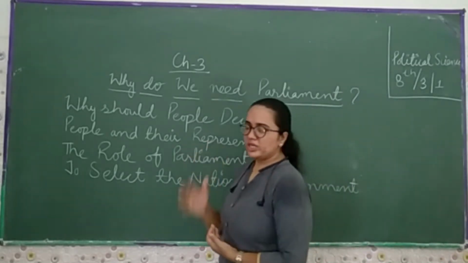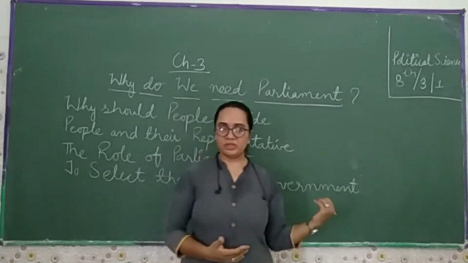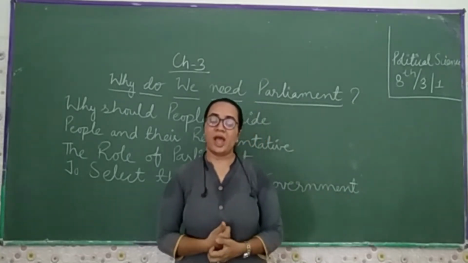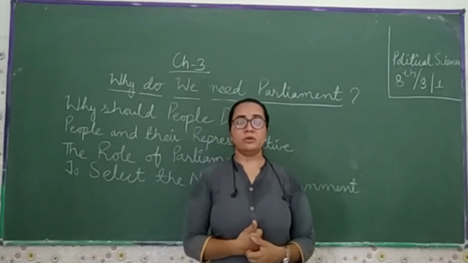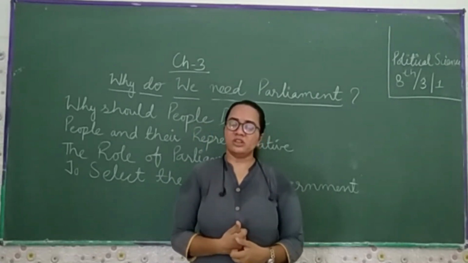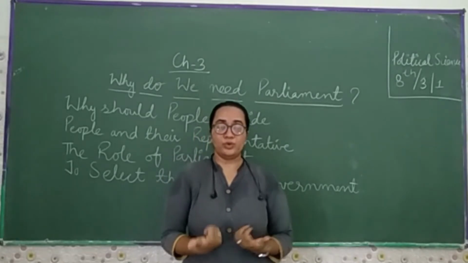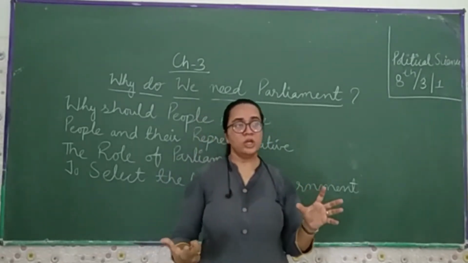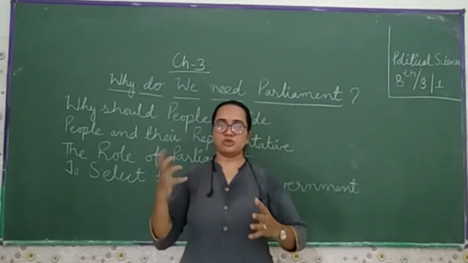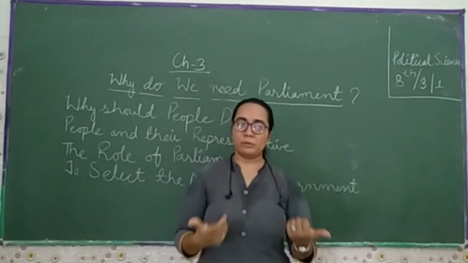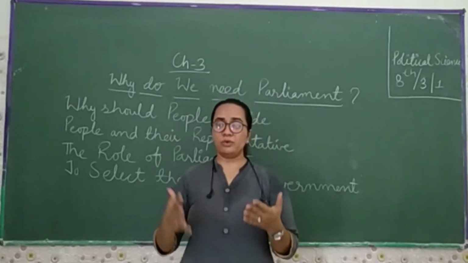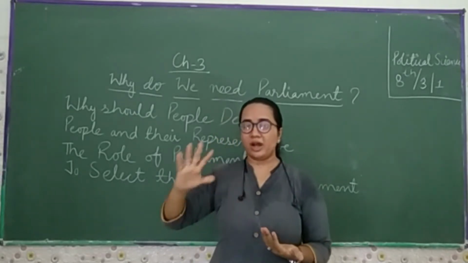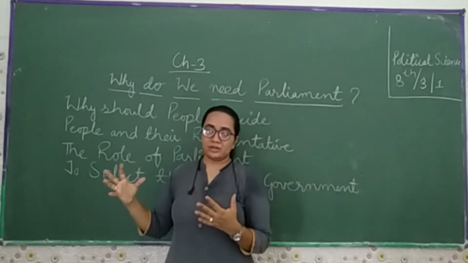So first, before starting this chapter, we recall the previous chapters, chapters 1 and 2. In chapter 1 you learned about the constitution, and in the second chapter you learned about understanding secularism. In the first chapter, you learned why we need a constitution, because in any country, if there is no rule, people think that whatever comes to their mind, they can do. If I want to kill somebody, they don't have a certain kind of fear.